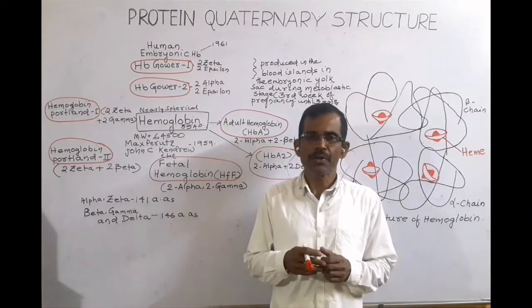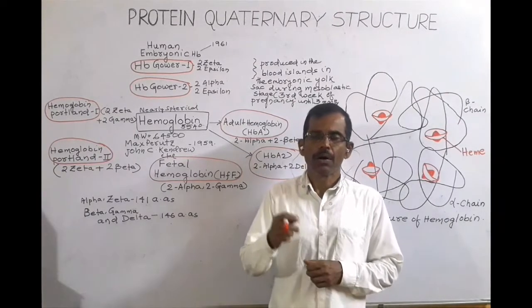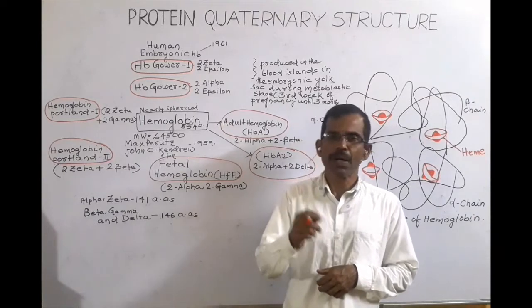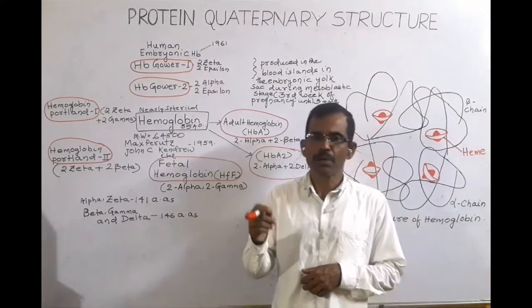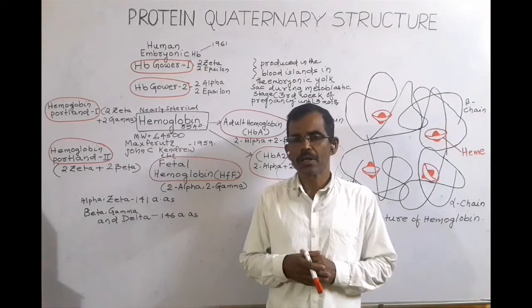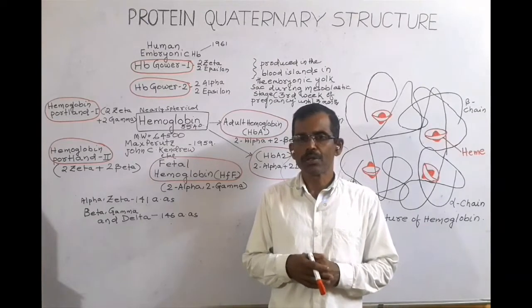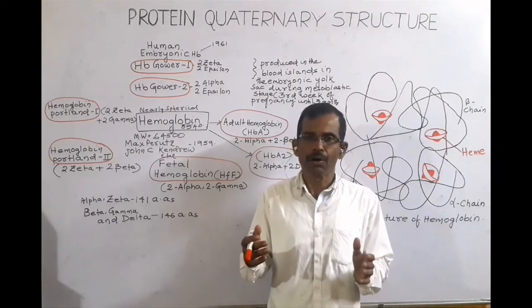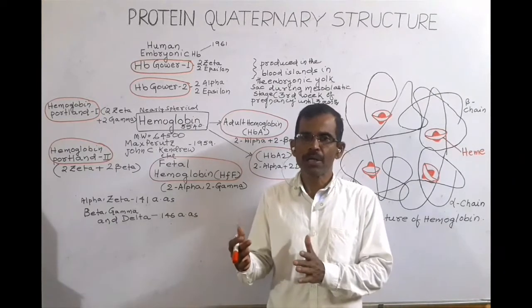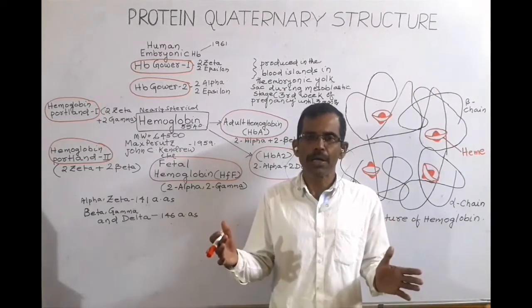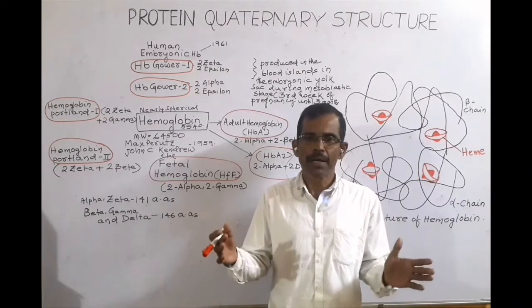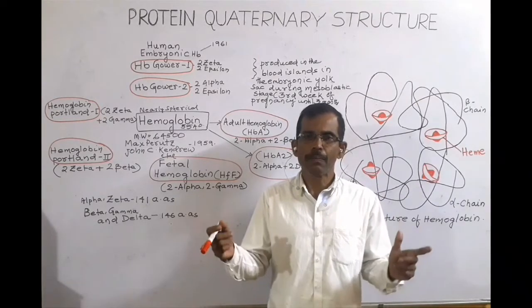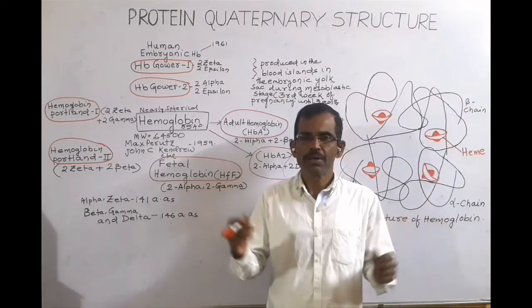The quaternary structure of protein also refers to the spatial arrangement of subunits and the nature of their contact. So the quaternary structure is the arrangement of individual subunits in an oligomeric protein in a specific manner so that a compact structure can be formed.